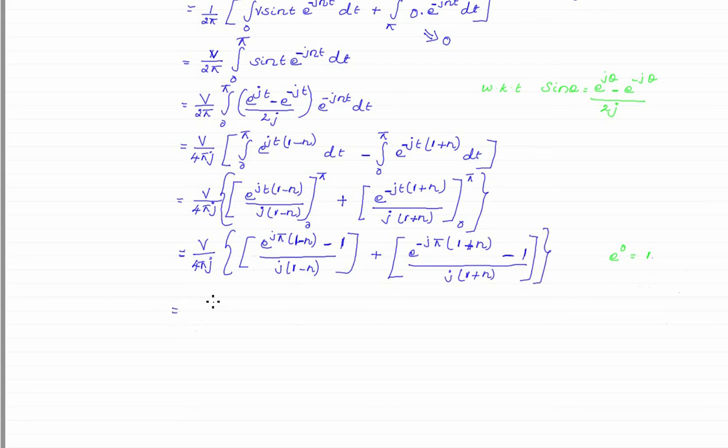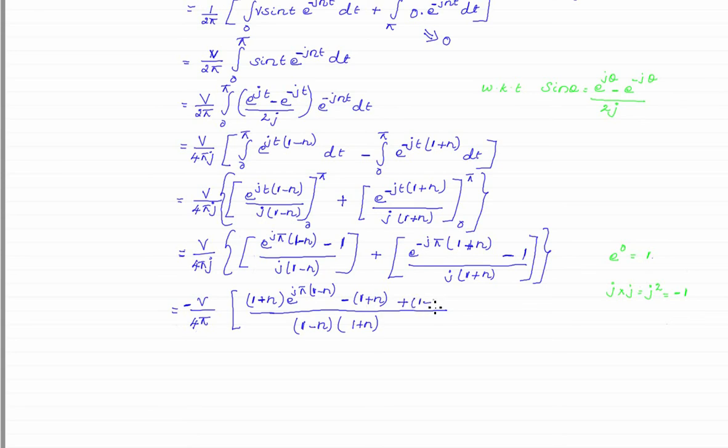When you are considering the denominator, we are having j into j term, that is j square. We know that j square is equal to minus 1. Now we take the common denominator 1 minus n into 1 plus n. So the first term numerator is multiplied by 1 plus n, and the second term numerator is multiplied by 1 minus n.